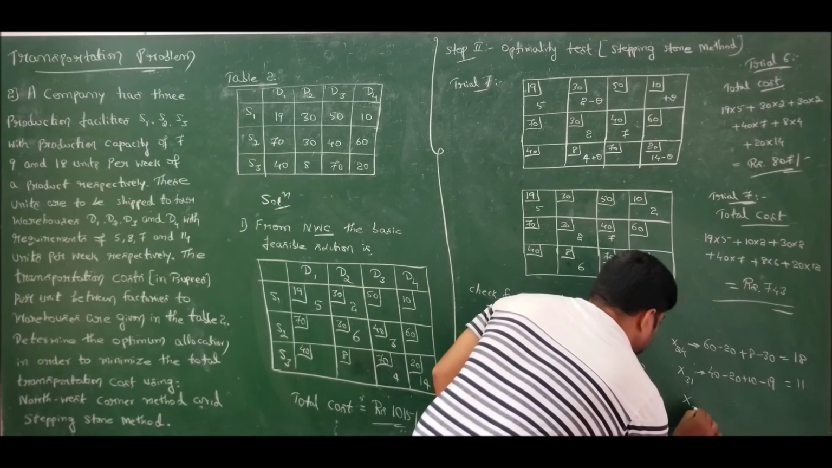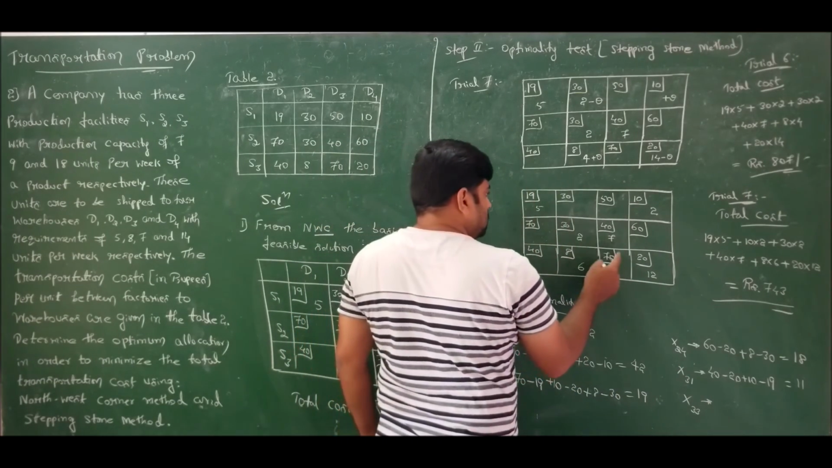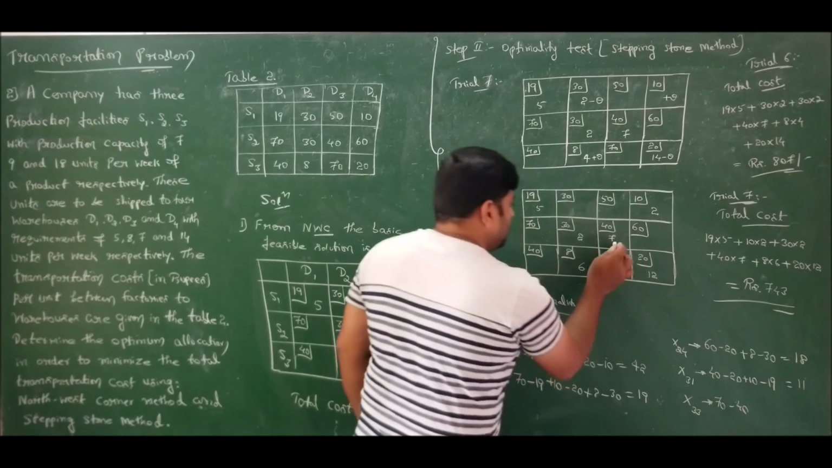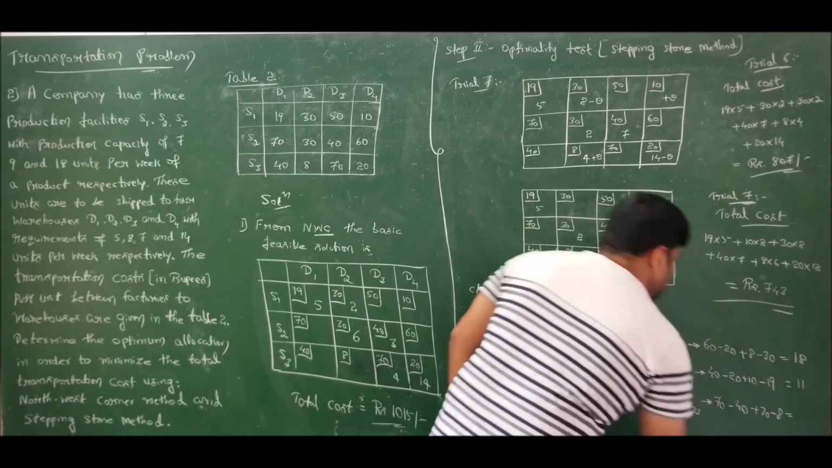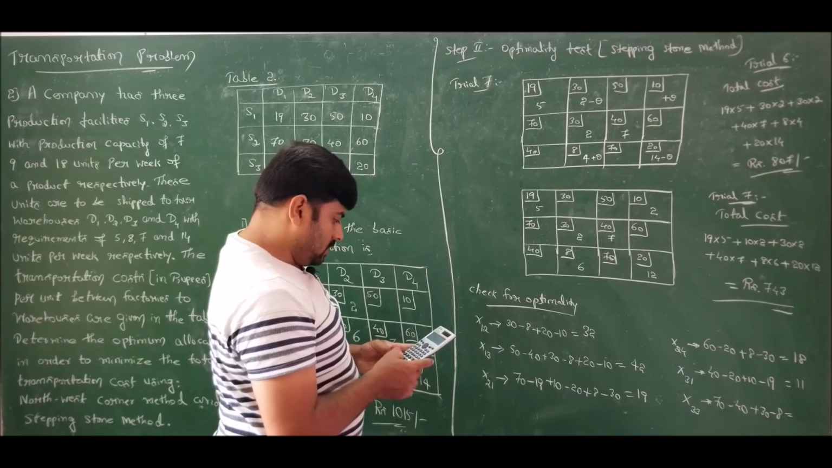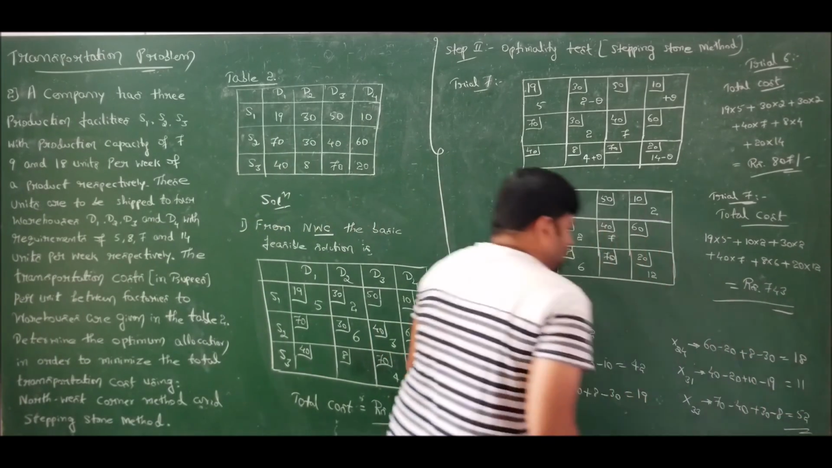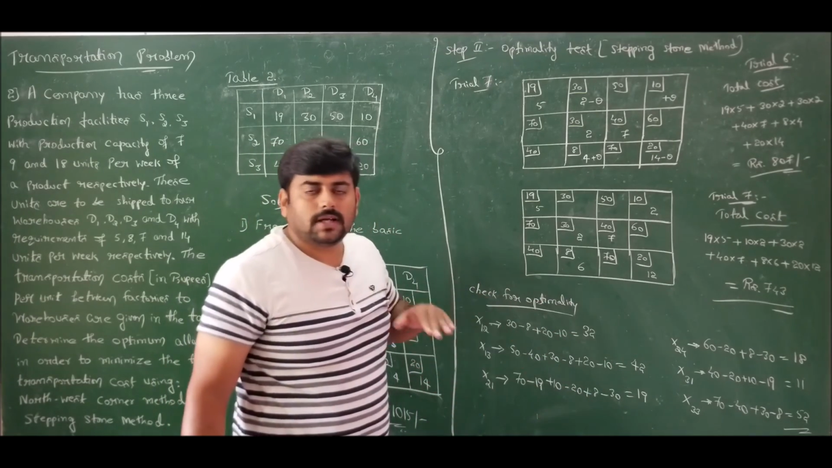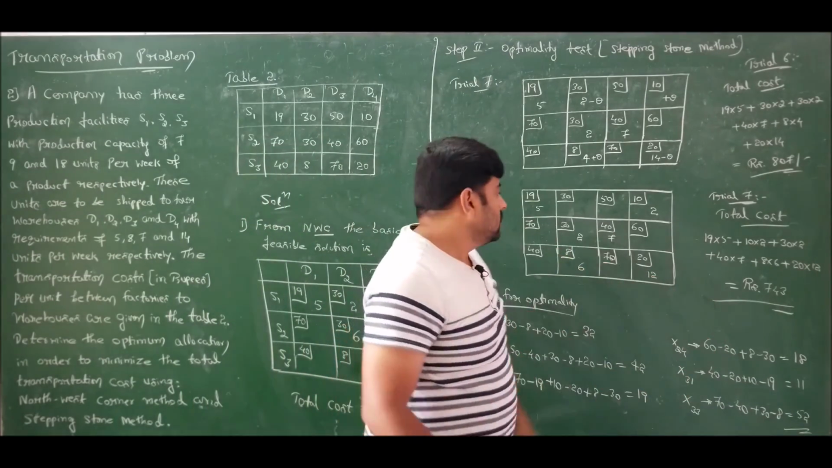So finally we have x33. If I check for x33, form a loop. So this is the loop, that is 70 minus 40 plus 30 minus 8 plus 52. If you carefully observe, all the values are positive, hence the problem terminates. So this is the optimal allocation and this is the optimal cost for the given problem.